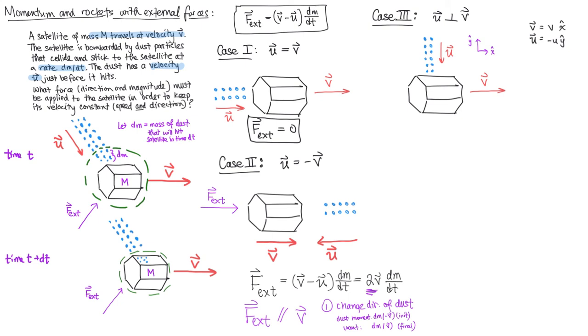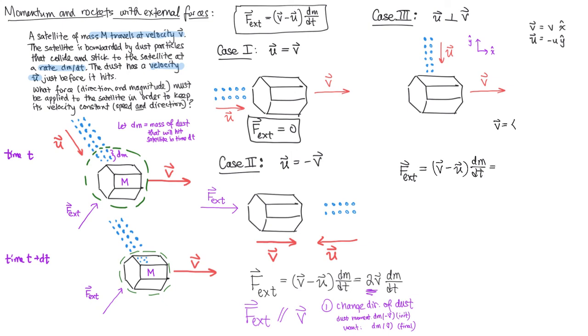Okay, and so let's use our derived equation to write down the external force that's required on this system in order to maintain a constant velocity for the satellite. So we need this external force to be v minus u dm dt, so we need to know what is v minus u. Okay, well, let's do that.